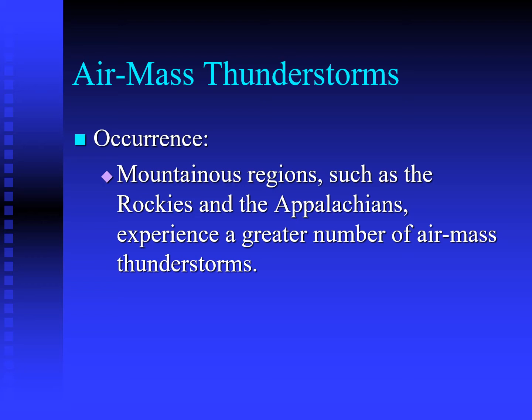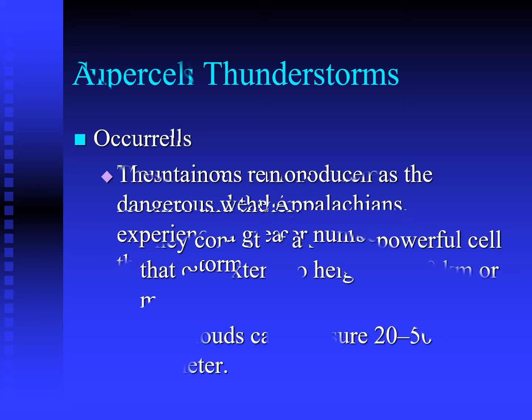So something that I mentioned earlier, in the mountains, you tend to get more air mass thunderstorms than in flatter areas. And I know this to be true from growing up in the Appalachian Mountains. And they definitely experience a greater number of air mass thunderstorms. And it's just simply because the mountain itself is going to act as a lifting mechanism, orographic lifting.